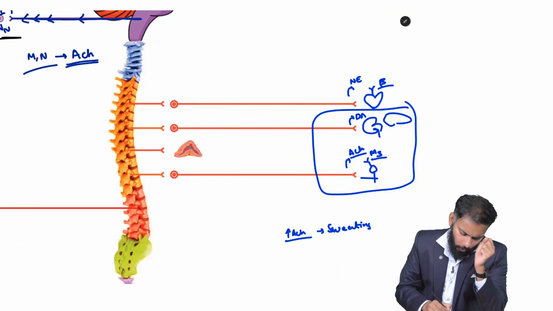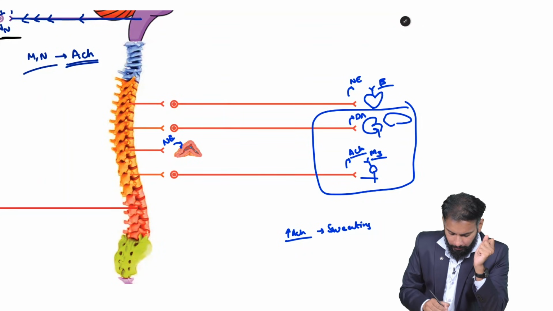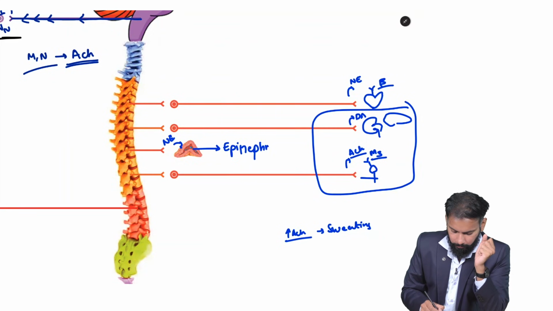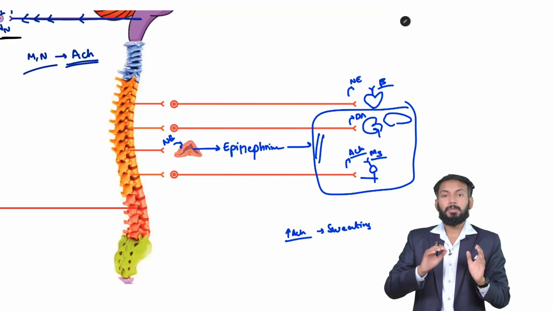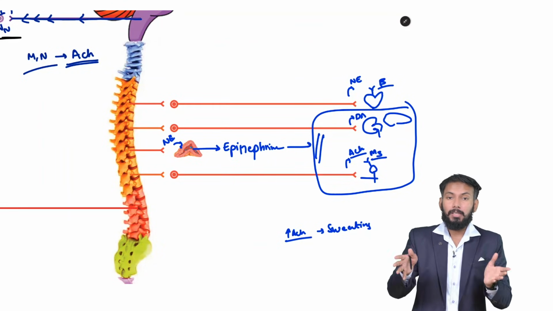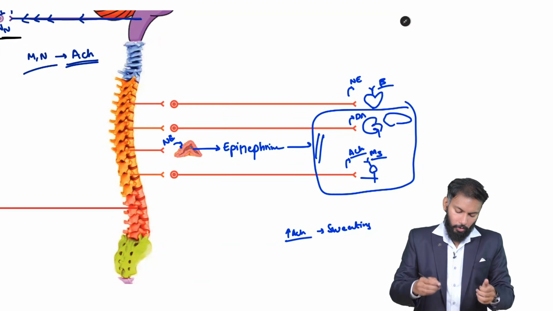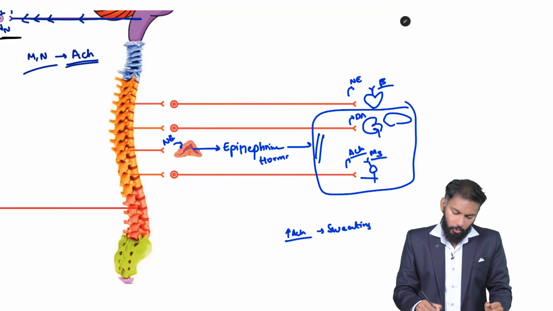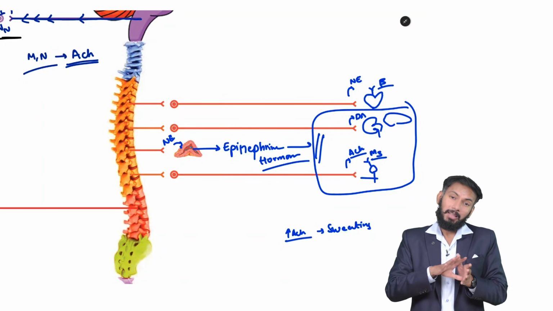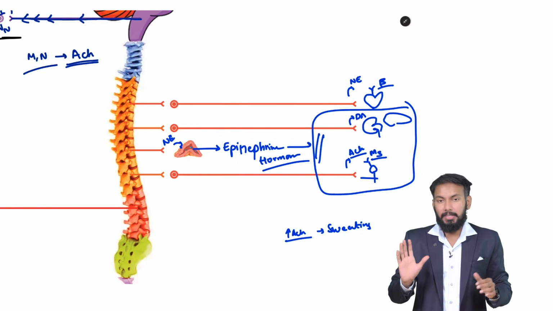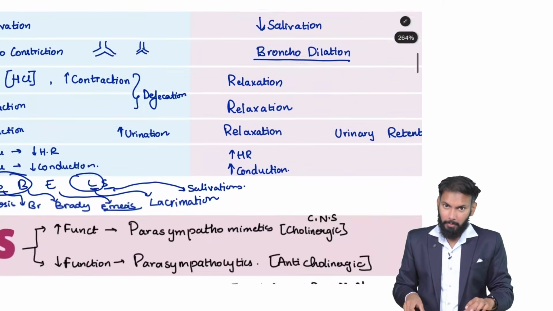Now, also, if norepinephrine acts on the adrenal gland, it will release epinephrine. This epinephrine goes into the blood and goes into all the organs. If a substance is released into the blood going into distant regions, this is also known as a hormone. So norepinephrine is a neurotransmitter, epinephrine is a hormone here, and the minor neurotransmitters are dopamine and acetylcholine. This is what I want you to remember.